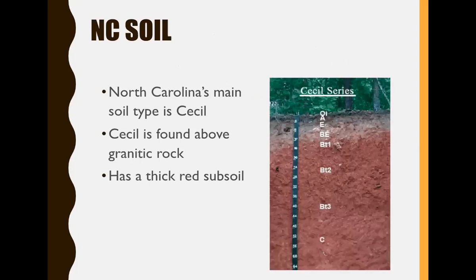And then lastly, North Carolina soil. So where we live, North Carolina's main soil type is cecil. And this is found above granitic rock. And it has a very thick red subsoil. Okay, so when we're talking about the soil type, we're thinking closer to the top. Okay, and then the subsoil found right underneath is a thick red subsoil.